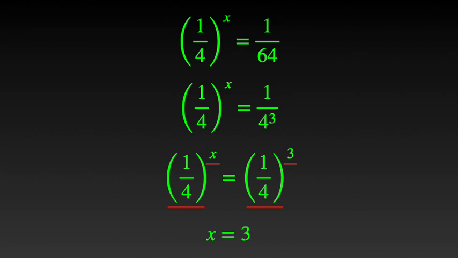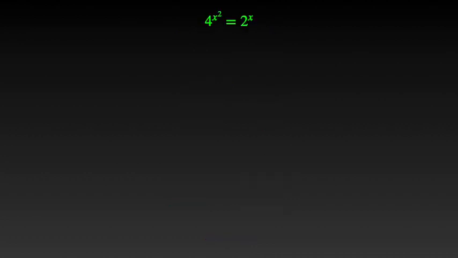Now let's take a look at our final example. 4 to the power of x squared equals 2 to the power of x. Same thing, we want the same base. Notice that we can write 4 as 2 squared. Now to simplify this, we'll take 2 and multiply by x squared. So that's how we get 2x squared in the exponent.